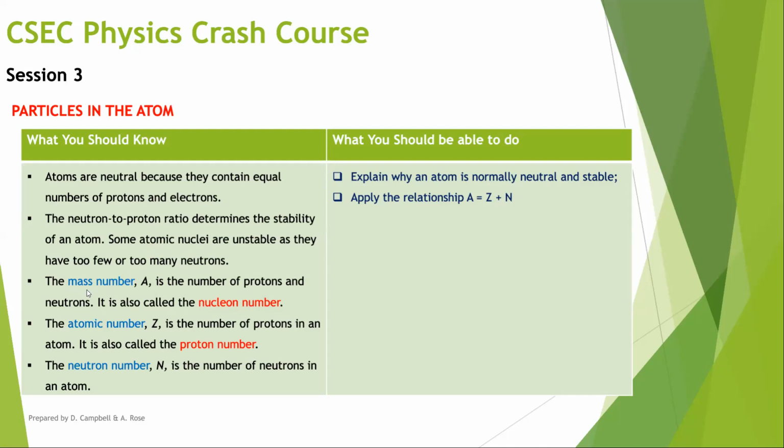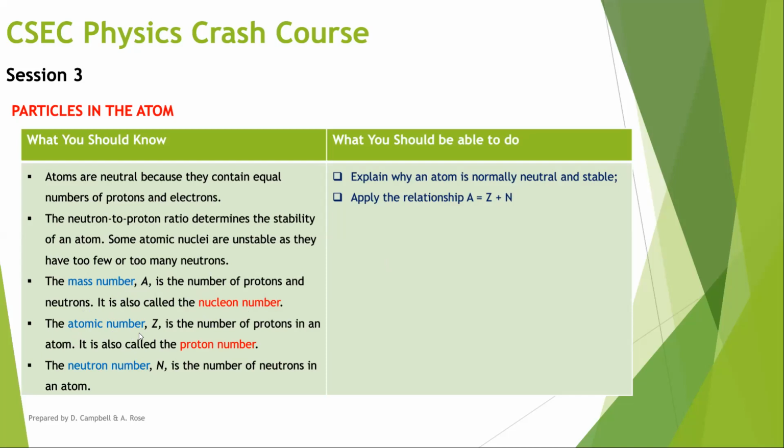Now the mass number is represented by A, and you'll need to use this relationship A equals Z plus N when you are figuring out, for example, how many neutrons are in a nucleus or how many protons, depending on what information you're given. So we use A for mass number, which is the number of protons plus the number of neutrons. And this is also referred to as the nucleon number, because the proton and the neutron are called nucleons.